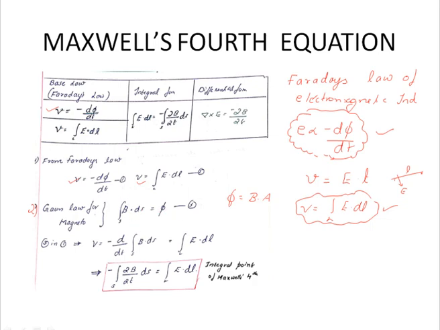Next, we can combine these two things. We know the value of flux from this equation, so we substitute it over here. So V will be equal to what? Minus d by dt. Instead of phi, we write surface integral of B dot ds, equal to line integral of E dot dl. Then we put the integral outside and the d by dt inside, and it becomes dou by dou t. So minus surface integral of dou B by dou t dot ds equals line integral of E dot dl. This is the integral form of Maxwell's fourth equation.